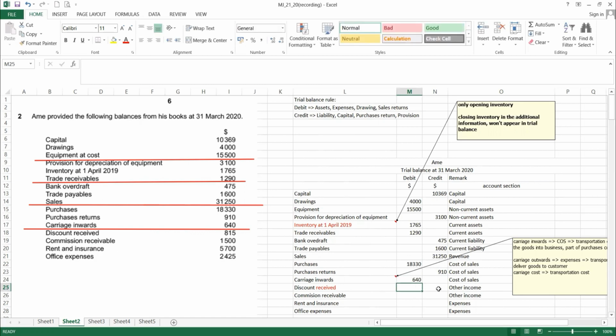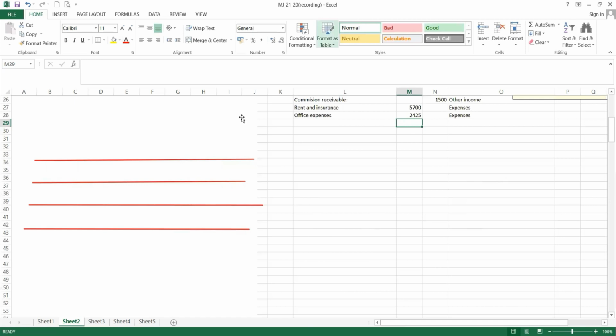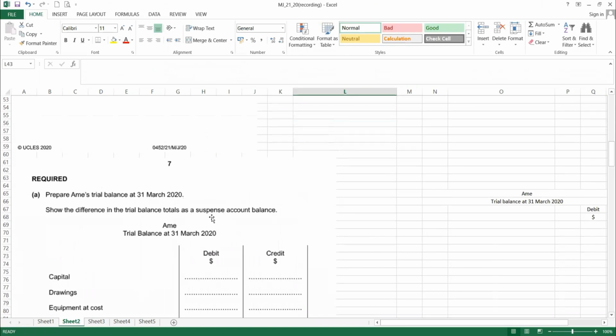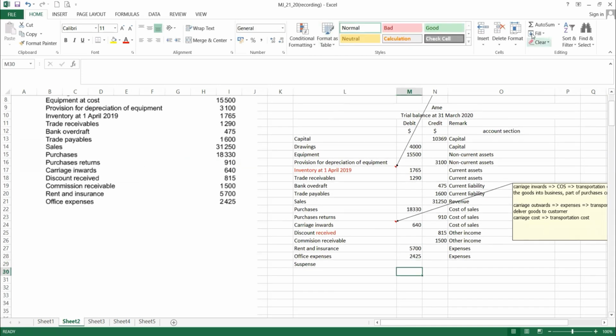Discount received is an income. So credit. Commission receivable is also an income account. Credit. Rent and insurance, office expenses are expenses. Debit. Okay. The question is very clear. It tells us that the trial balance has an imbalance. That's why they ask us to prepare the suspense account here. So the difference is put into the suspense account, but we don't know whether debit or credit. We just add the subtotal first.